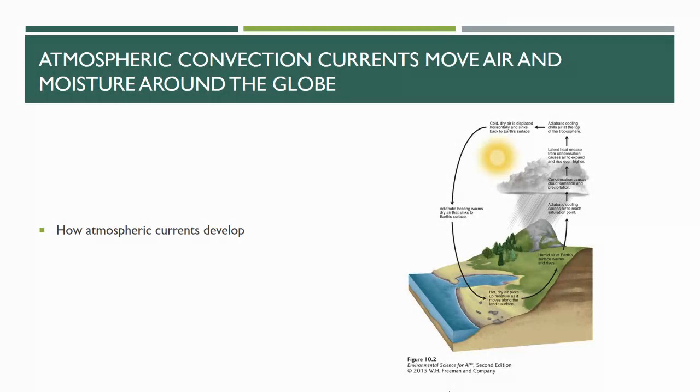Then we have more adiabatic cooling that chills air at the top of the troposphere. That cold, dry air is displaced horizontally and sinks back to Earth's surface. Then we have adiabatic heating, which warms the dry air that sinks to the Earth's surface, and that happens over and over and over again.